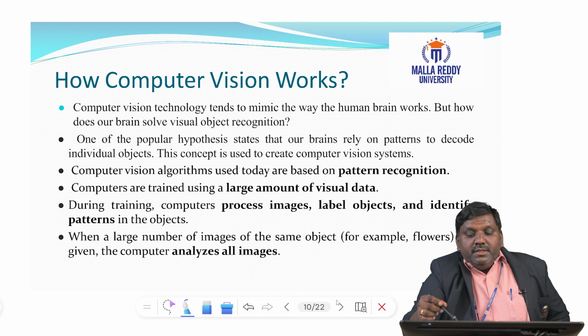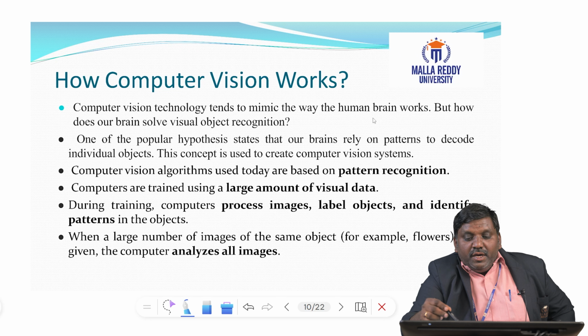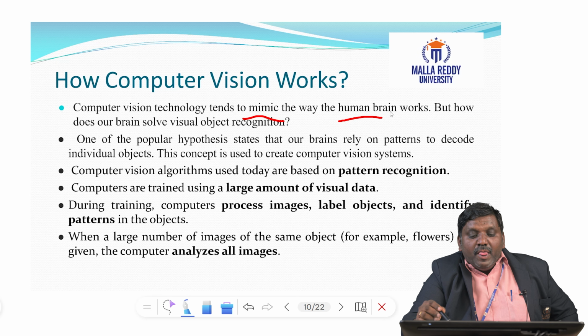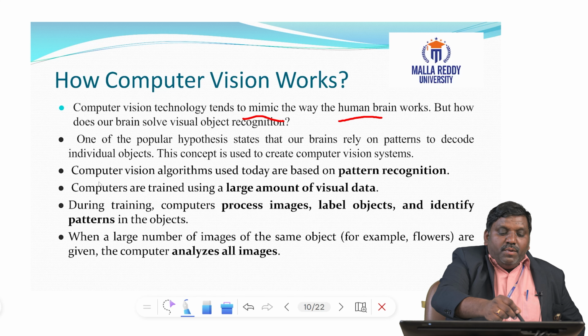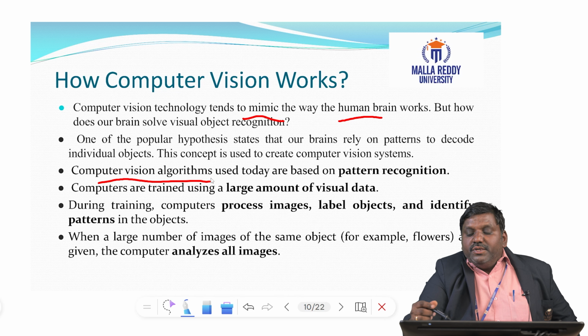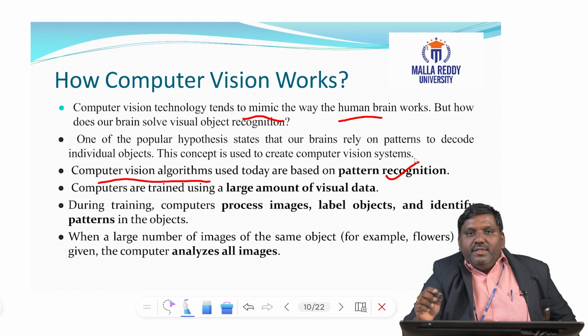Yeah, the same continuation of the previous slide. Here I want to train a system. The system will work like my human brain. So while doing that, I want to generate some computer vision algorithm. The computer vision algorithms today are based upon pattern recognition. So the input may be in the form of a pattern. That is what we are supposed to deal with in the computer vision algorithm.